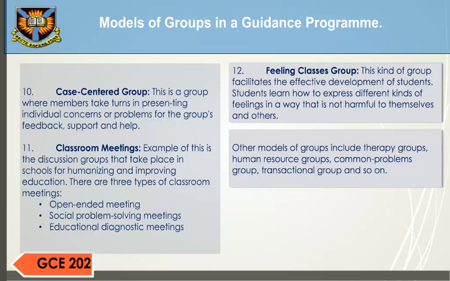12. Feeling classes group. This kind of group facilitates the effective development of students. Students learn how to express different kinds of feelings in a way that is not harmful to themselves and others. Other models of group include therapy groups, human resource groups, common problems group, transactional group, and so on.